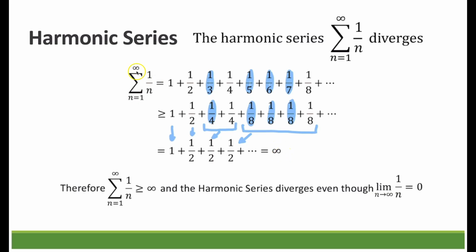Well, we just said that the sum from n equals 1 to infinity of 1 over n is greater than infinity. So the harmonic series diverges, even though if I look at that list of numbers, it is going to 0. It is getting smaller, but that's not enough, because this infinite sum is bigger than infinity. So it doesn't converge to a finite number.